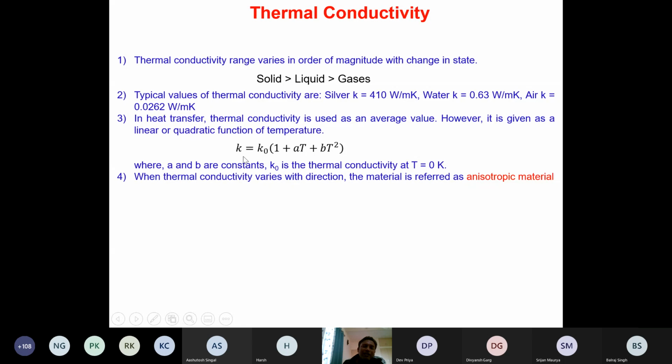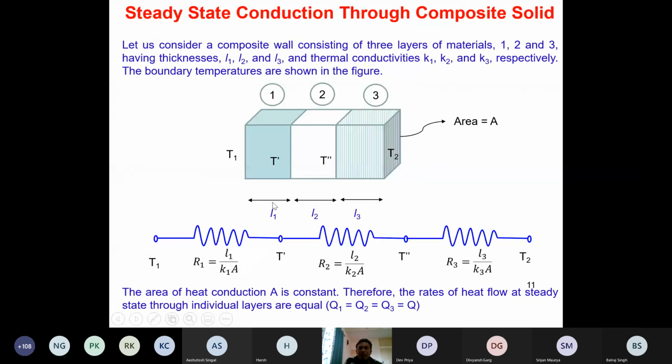But in general, thermal conductivity is a function of temperature, and the relationship can be given as K equals K0 into (1 plus AT plus BT squared). This type of relation is also used whenever there is an appreciable change in the thermal conductivity when the temperature changes from one point to another. Okay, so this is what we have seen.